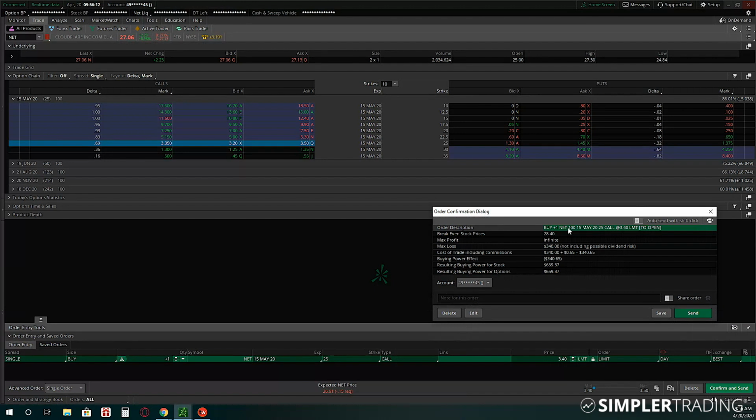That lets me know the order description, right? So once again, just to confirm what I'm looking at, I'm buying to open the May 25 call at 3.40. My max loss would be $3.40 because that's the limit. This eats up $340 of my capital buying power because it's only one contract. And this account is just a $1,000 account, so it'd leave me at $659.37. Do I want to go ahead and send this order?